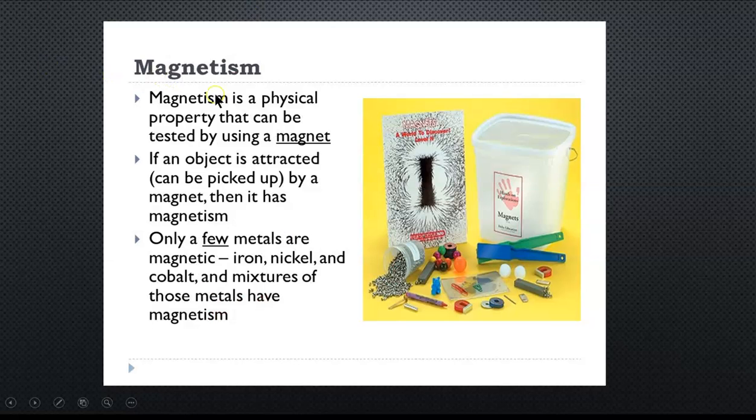So, again, we said magnetism. We can check by using a magnet. Okay, if an object is attracted to the magnet, we know it's considered magnetic. There's only a few metals that are actually magnetic, and those would be iron, nickel, cobalt, and any mixture of metals with those would have a magnetic property.